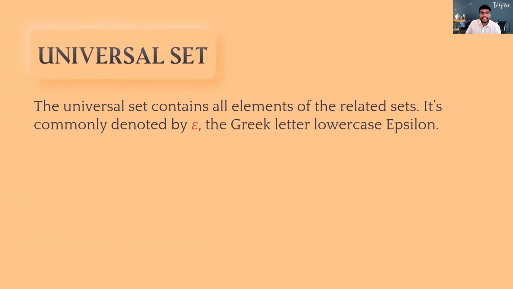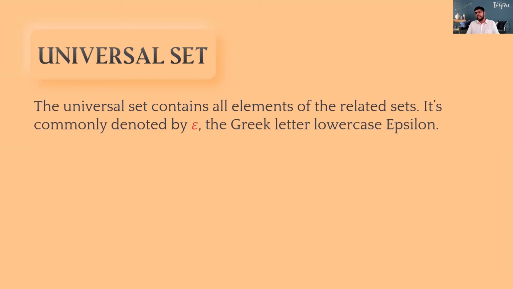The universal set contains all elements of the related sets, children, right? So what does that mean? Now, children, let's say you have set A, set B, set C. So you have a lot of different sets, right? Remember, all of these sets are inside a large set that we call the universal set. So the universal set is the big set which contains all of these together.